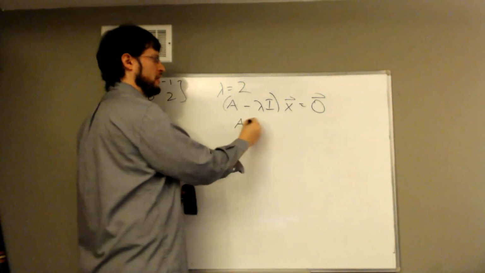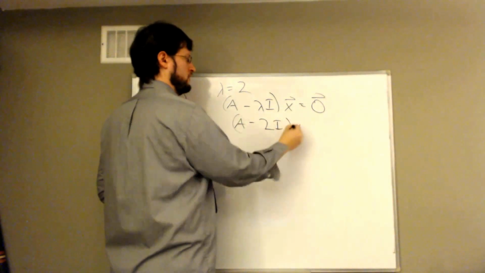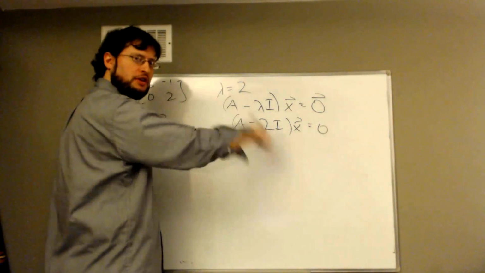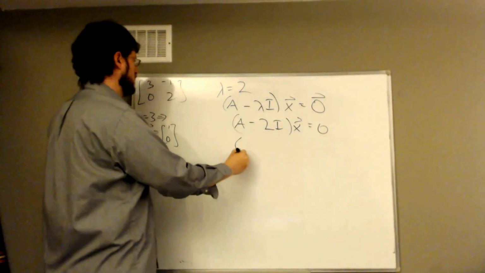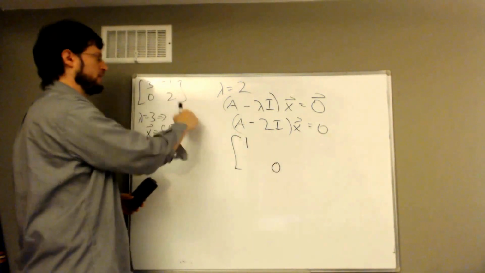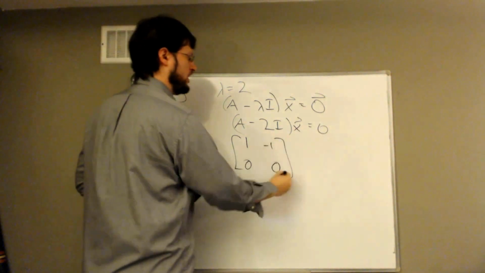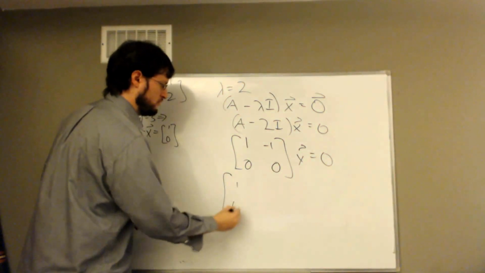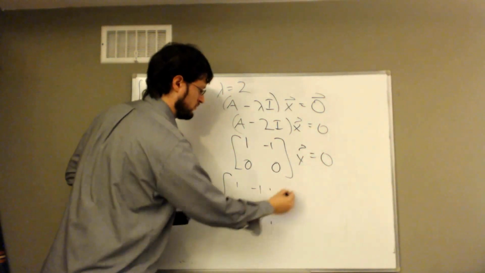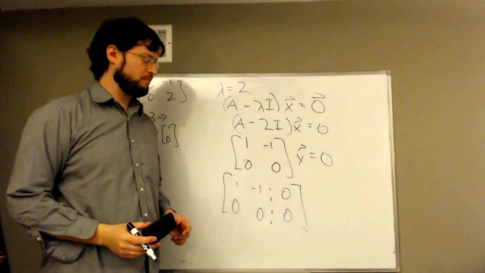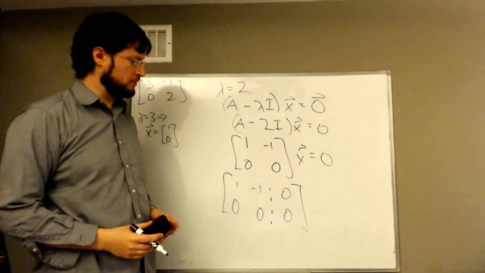So this is A minus 2I times x, which, if I subtract 2 (2I is 2's on the diagonal), subtracting 2 becomes 1 and 0 on the diagonal. The other entries don't change. This becomes this system, which again is consistent because the bottom row is 0, 0.